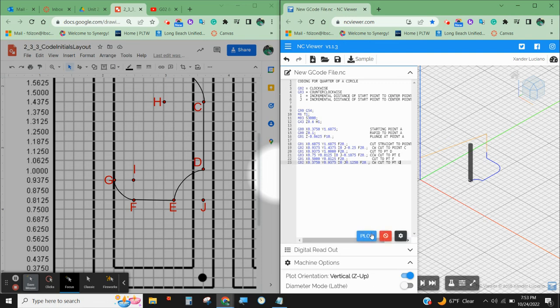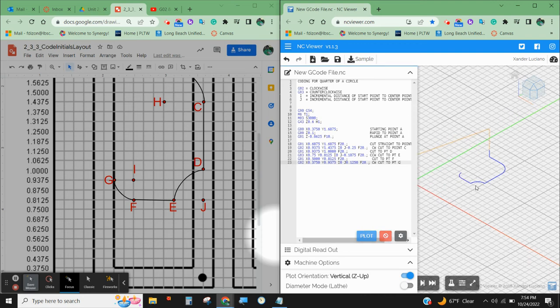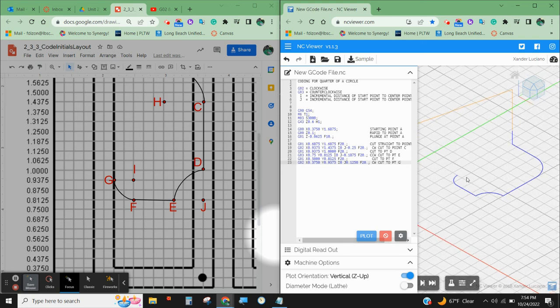Okay, I'm going to plot it. I should have plotted earlier for F, but let's plot it anyway. And so you end up getting that curve right there. Okay, so when you plot curves, especially if it's a quarter of a circle, you would use G01 or G02 or G03 with the I and J. Okay, you can also use radius for these.